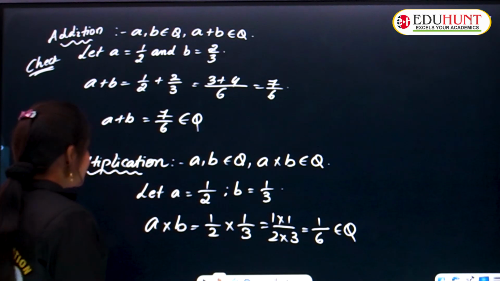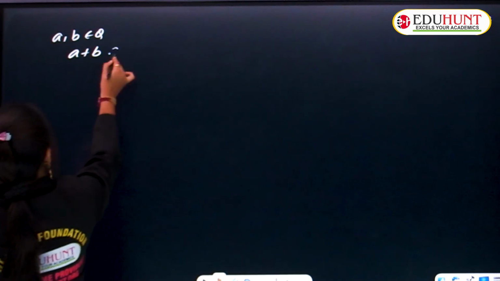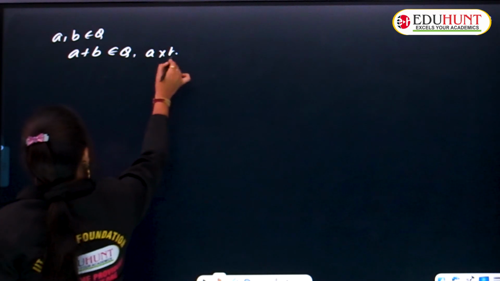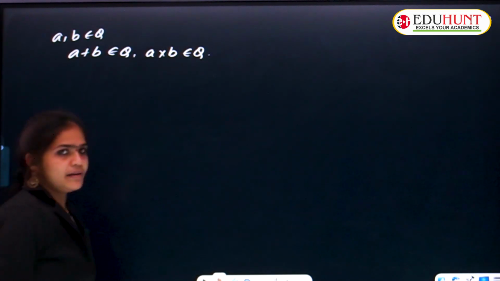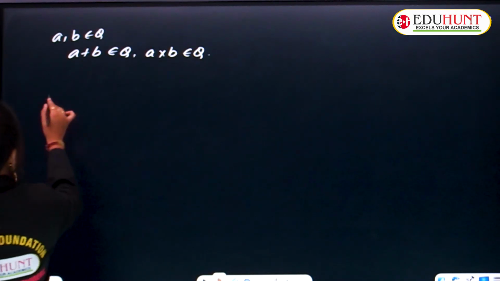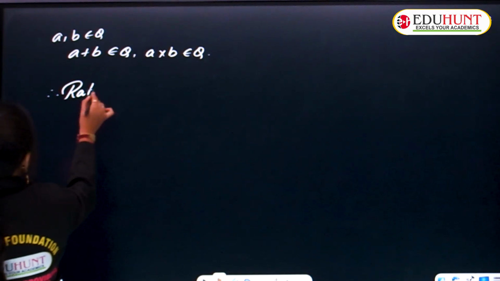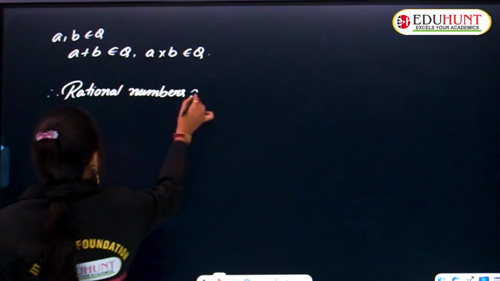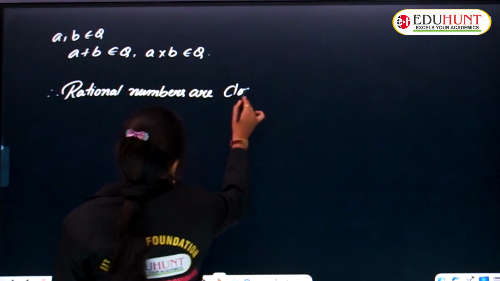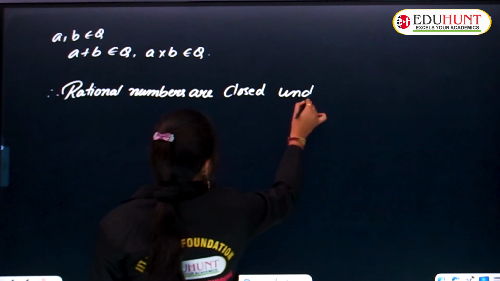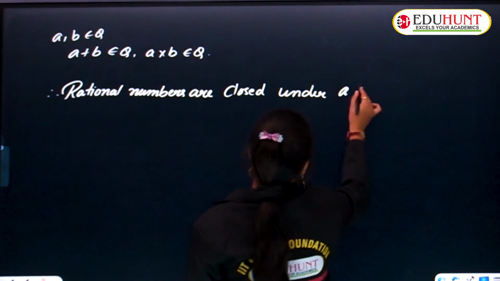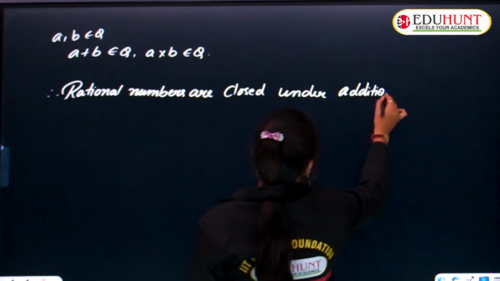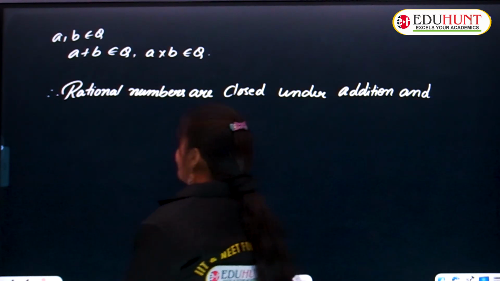That's why, see here: A, B are rational numbers, A plus B belongs to rational numbers and A into B also belongs to rational numbers. Understand? So what is the condition here? Rational numbers are closed under addition and multiplication.